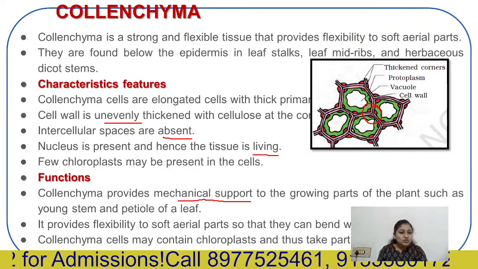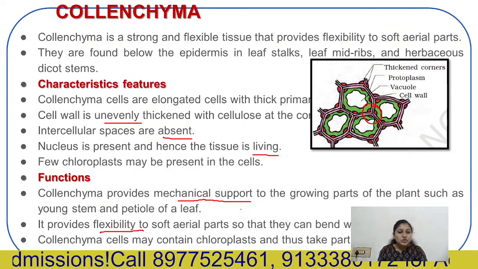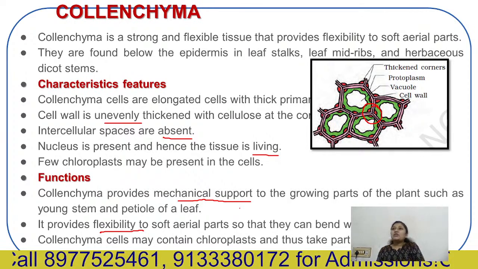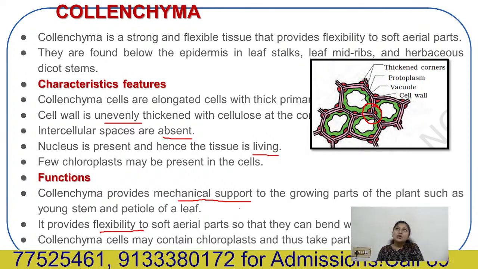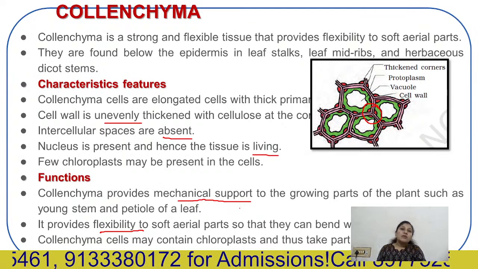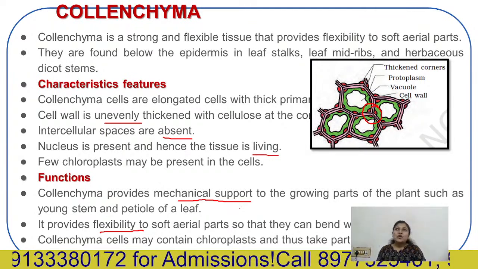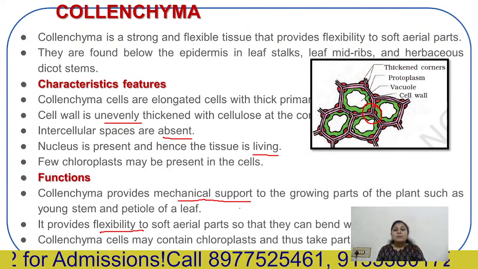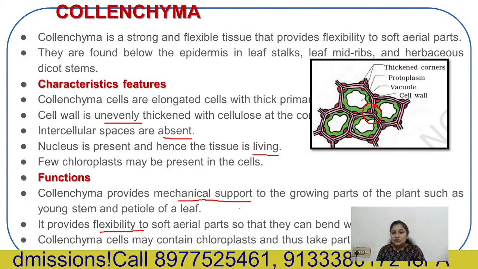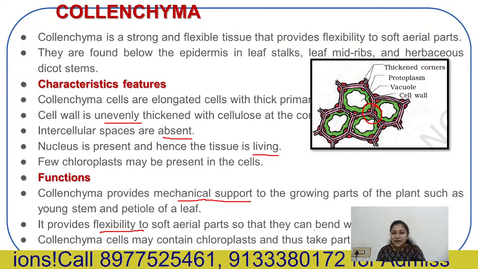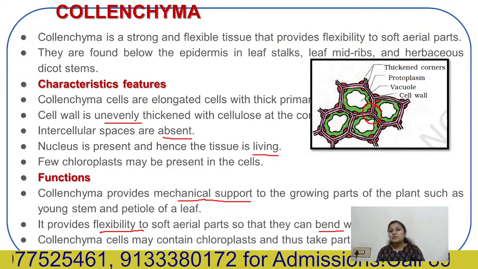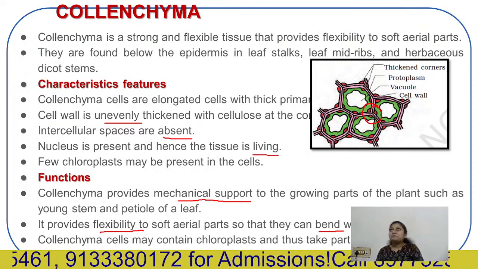So it is giving flexibility to the soft aerial part because of normal wind current. When the leaves and all the aerial parts of the plant flutter, they will not break off from the plant. They can bend without breaking. That is known as flexibility, which is provided by collenchyma.